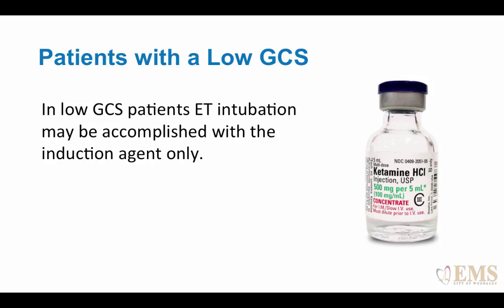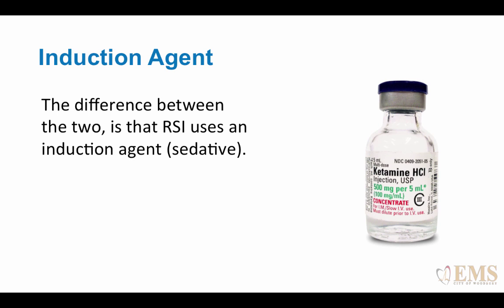Let's just take a second and talk about patients with a low GCS. This isn't something that's going to happen a lot, but with a patient with a low GCS, ET intubation may be accomplished with the induction agent only. The primary difference of RSI versus medication-assisted airway management is that RSI uses an induction agent followed by a paralytic. MAM, on the other hand, may just use the induction agent. For example, you have a patient with a GCS of 5, you slide the ET blade in, and the patient has a slight gag reflex. You may be able to place the ET tube with just ketamine and not need a paralytic.